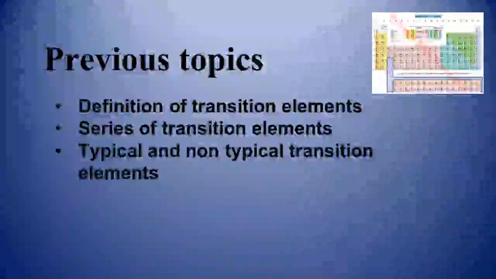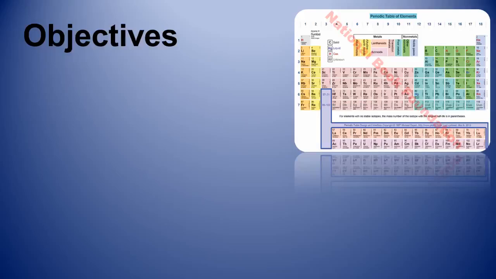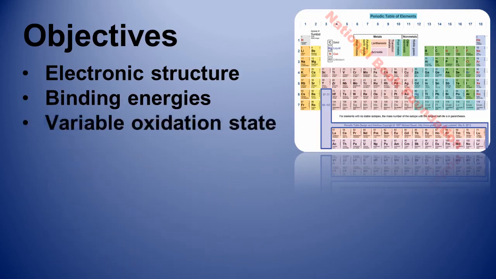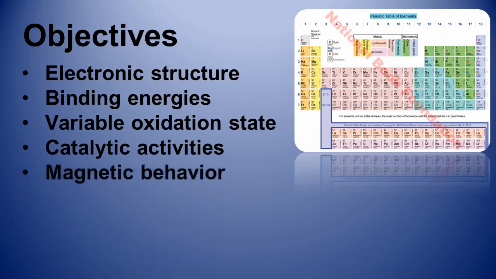We learned to differentiate between typical and non-typical transition elements, and we learned some general features of transition elements. Students, the objectives of today's lecture will enable you to understand the electronic structure of transition elements. We are going to study the binding energies and the reason for the variable oxidation states of transition elements and their catalytic activities.